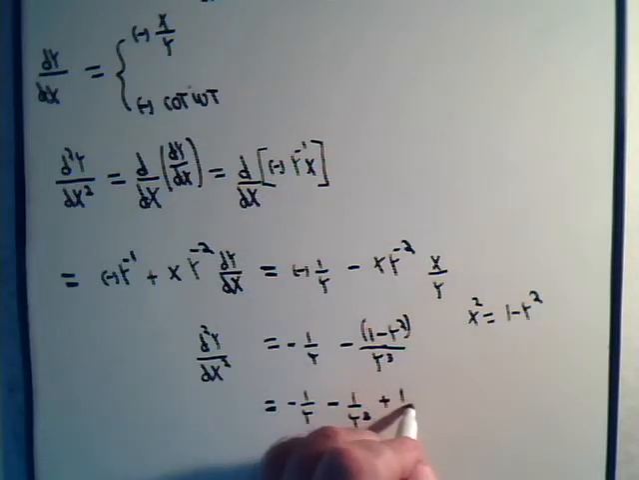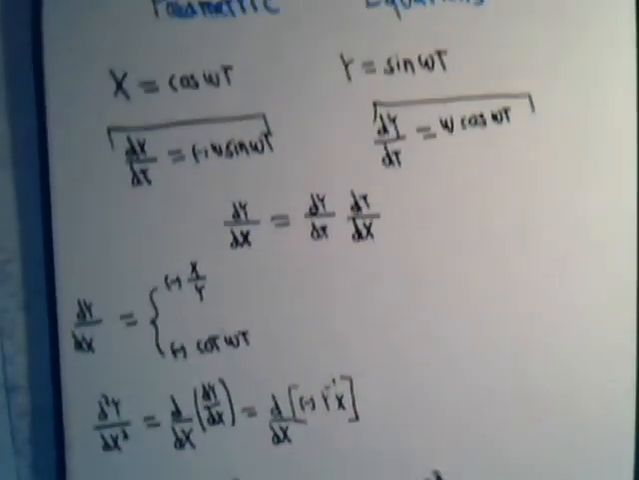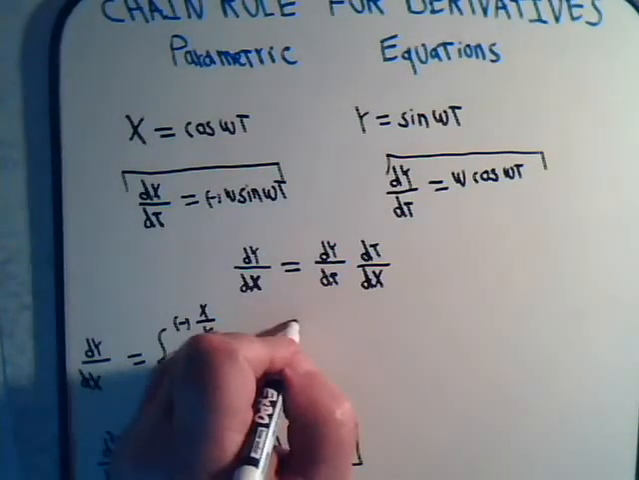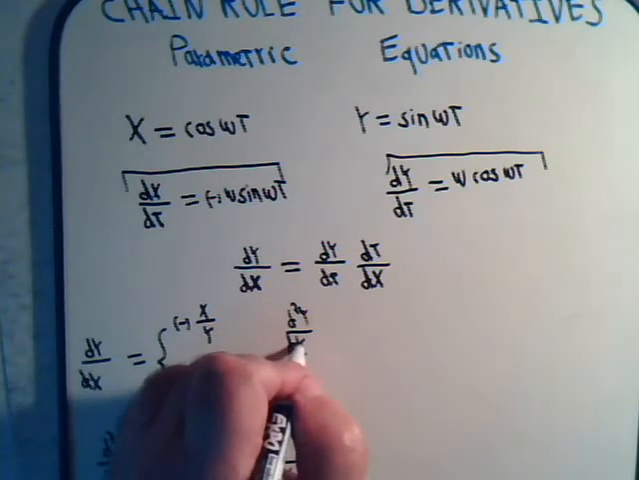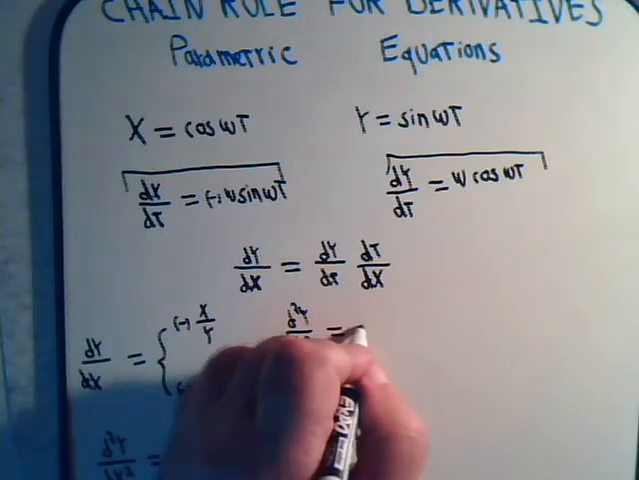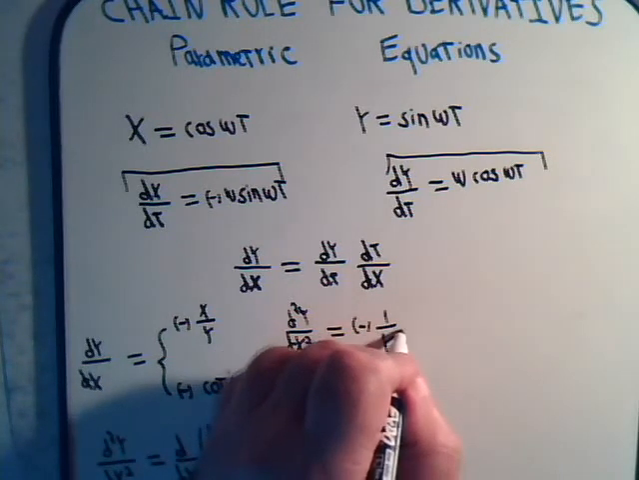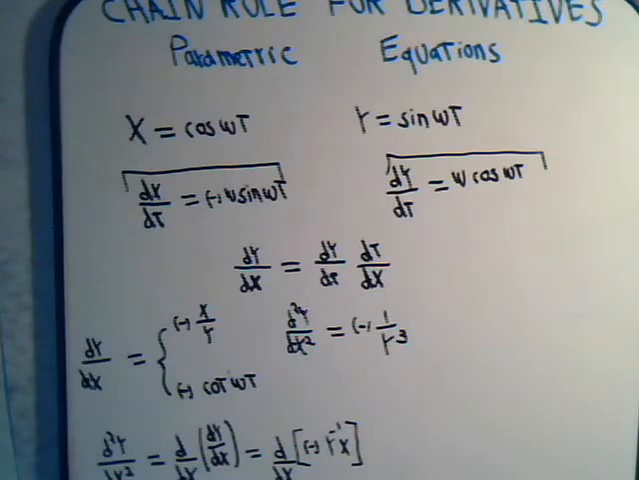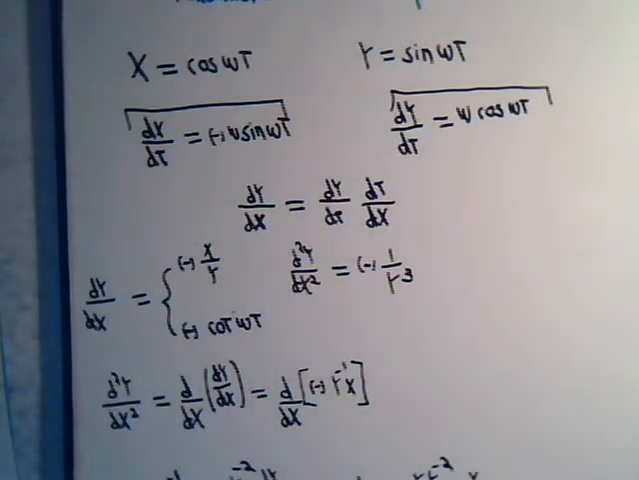That's going to be 1 over y. And these cancel, so we get the second derivative d squared y dx squared equals minus 1 over y cubed. And that we got from using this.